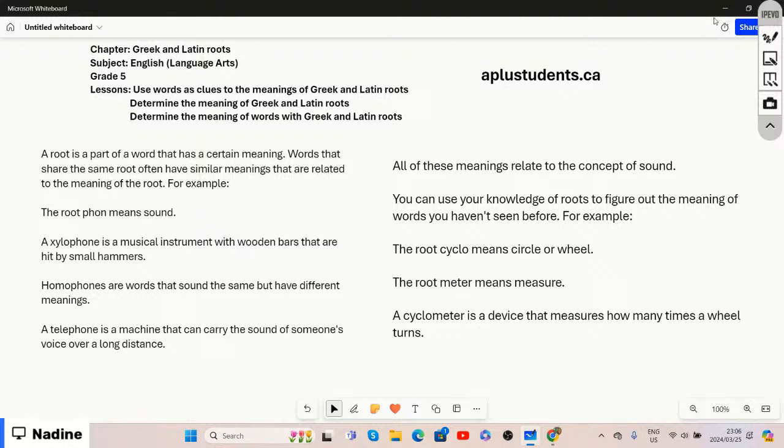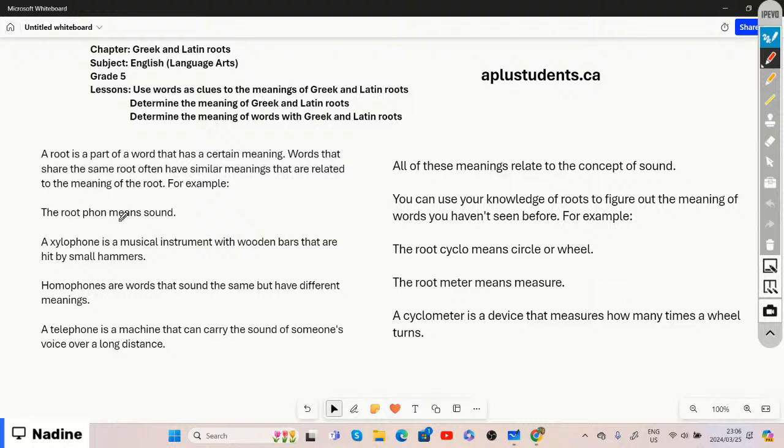And we made an example of xylophone. And we said that our root is phone, right? Which is without the E, but it is phone, which is PHON, right? And phone means sound. So we said our root is phone, which is PHON, and that means sound, right?